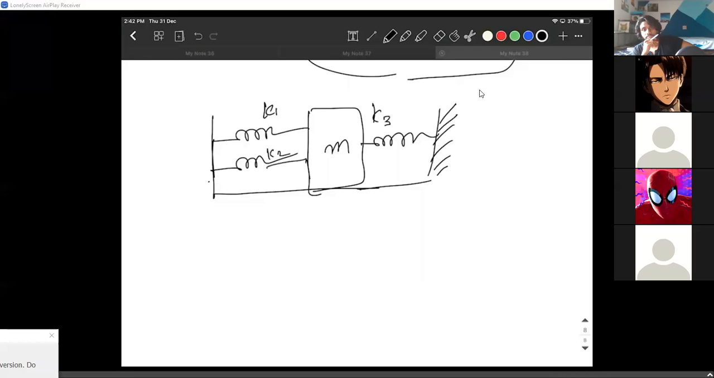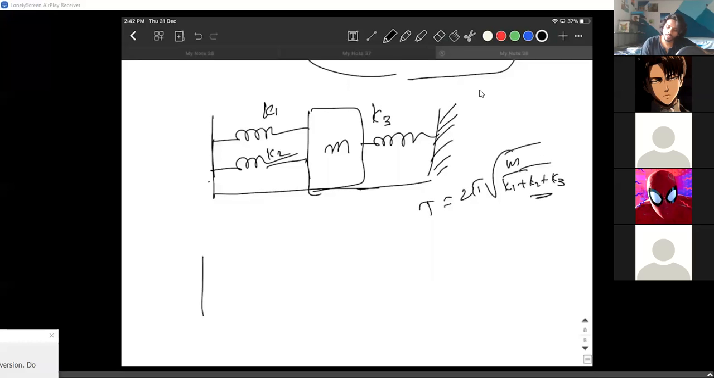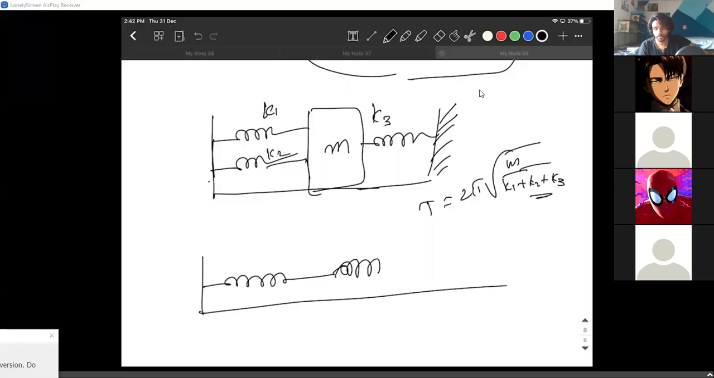The time period is directly 2 pi root over m by K1 plus K2 plus K3. No difference, right? Just we added one more K3 there. Sir, what if the body is vertical? Oh, that's a good question. We will get there. This is where it gets tricky.